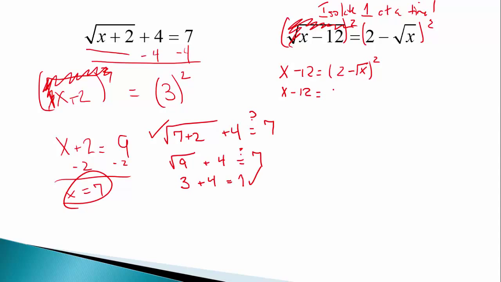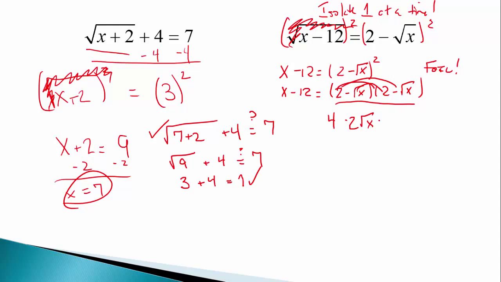Remember, when you have a binomial quantity that is squared, that is like saying 2 minus root x times itself. So to simplify this, I am going to have to FOIL. My first is 4. My outer is negative 2 root x. My inner is another negative 2 root x. And my last is positive root x squared.